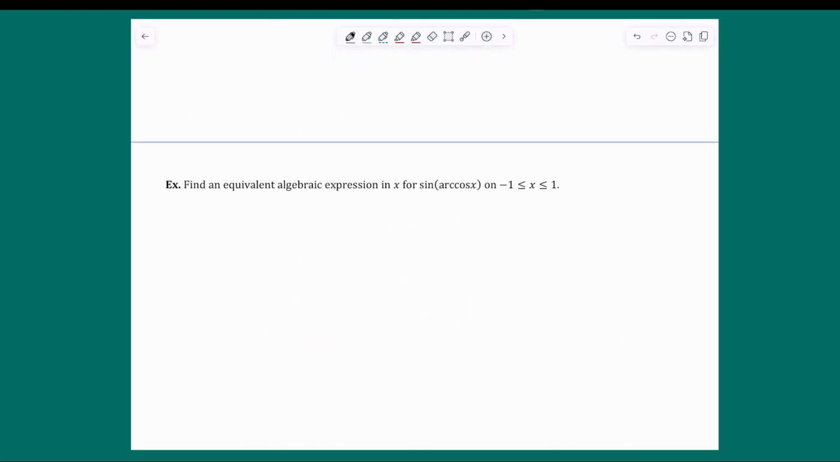Okay, so here we're asked to find an equivalent algebraic expression in x for sine of arc cosine of x on -1 less than or equal to x less than or equal to 1. And so an algebraic expression just means an expression just involving x, no sine or arc cosine here. And so what we'll do here is let theta equal arc cosine of x, and just remember arc cosine of x is the same thing as cosine inverse of x. All right, so this means that we could say cosine of theta is equal to x.